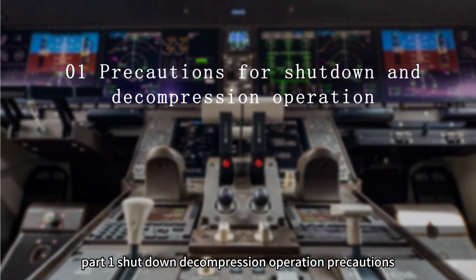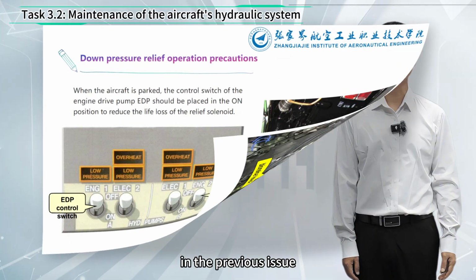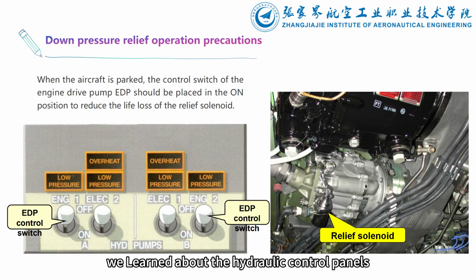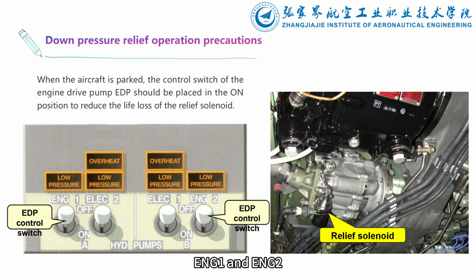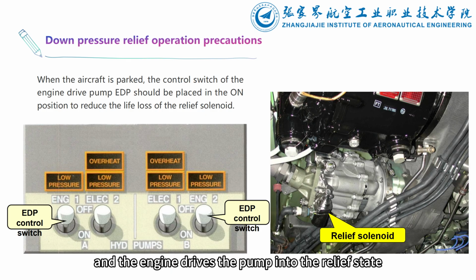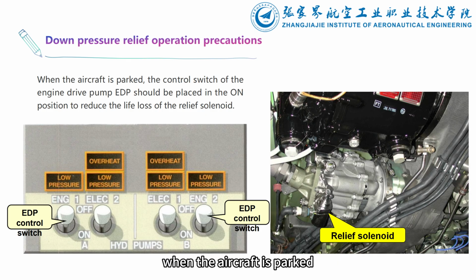Part 1. Shutdown decompression operation precautions. In the previous issue, we learned about the hydraulic control panels of Boeing 737 NG aircraft. When the two switches, ENG1 and ENG2, are in the off position, the relief solenoid is energized and the engine drives the pump into the relief state. When the aircraft is parked, the control switch of the engine drive pump, EDP, should be placed in the on position to reduce the life loss of the relief solenoid.